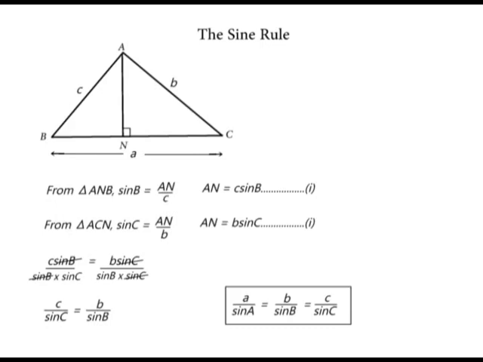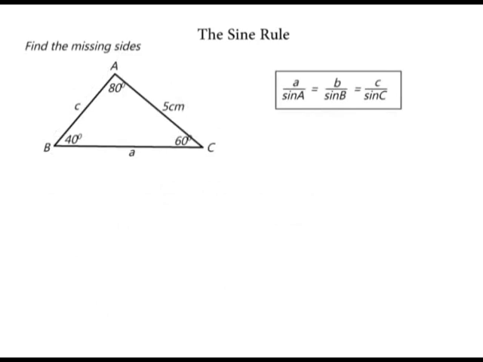Let's take an example. In this triangle, find the unknown sides. C is opposite to angle 60 and 5 is opposite to angle 40. Using the sine rule, C over sine 60 degrees is equal to 5 over sine 40 degrees. C is therefore equal to 5 sine 60 over sine 40, and that will give us 5 times 0.87 over 0.64, and to one decimal place, that is 6.8 centimeters.